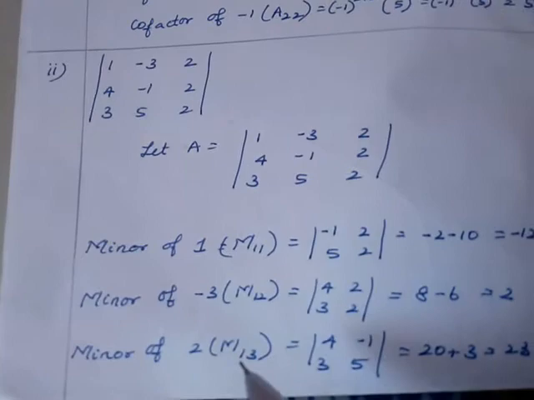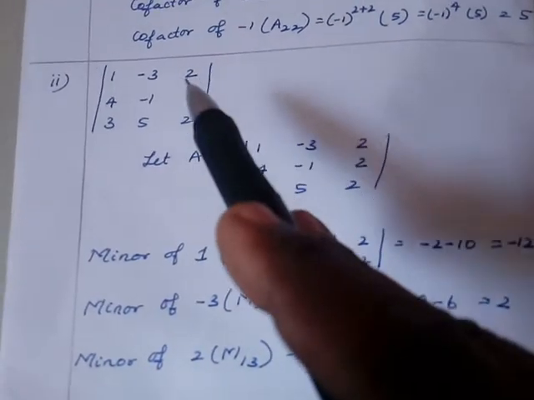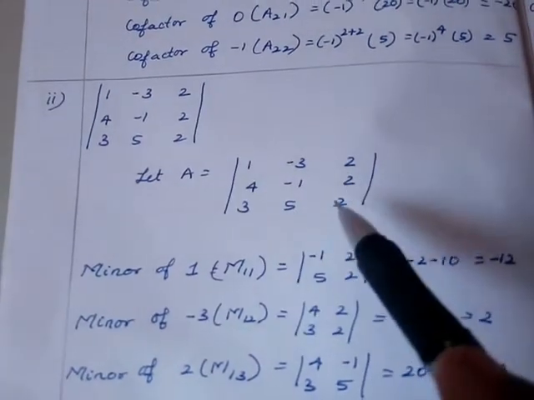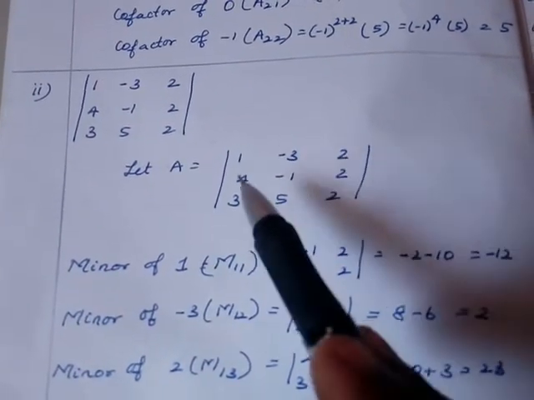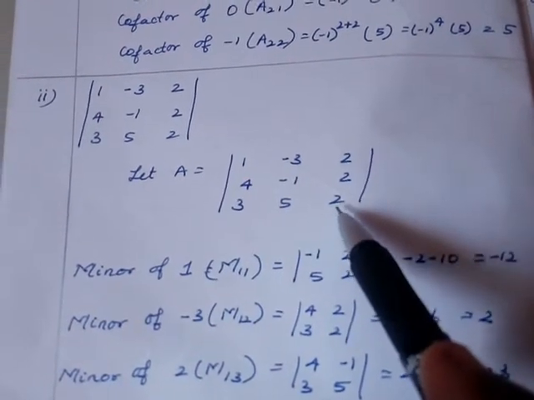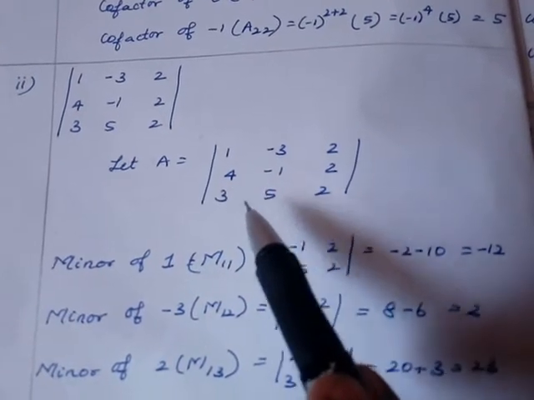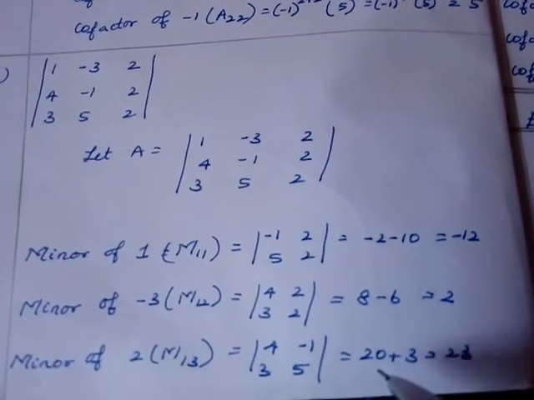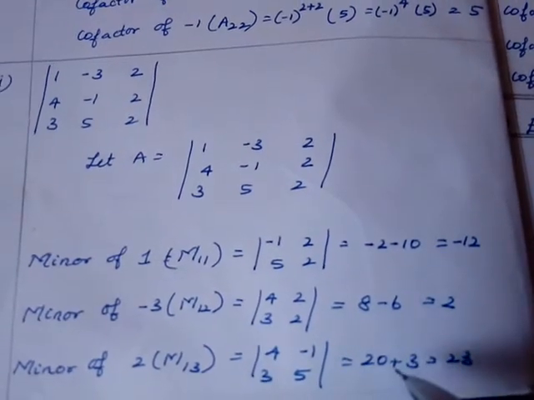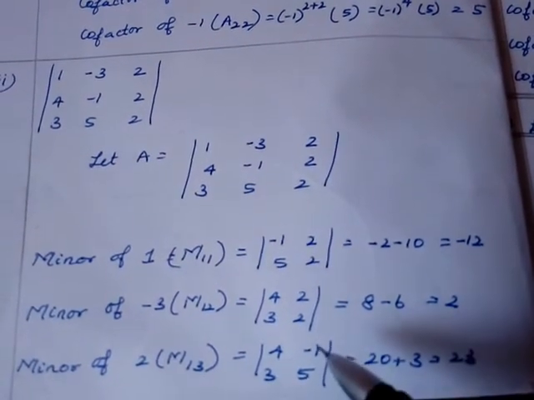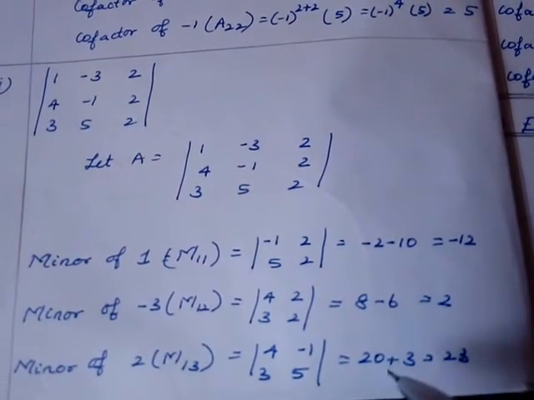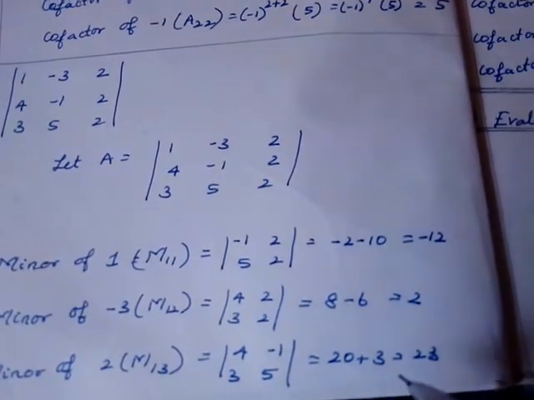2 is here. So M13, it is located in first row third column. Is it or not? So leave off that row and column. What is the remaining? 4 minus 1, 3, 5. This is equal to 4 5s are 20. Put a minus sign. 3 into minus 1 is minus 3. Already one minus is here. Minus into minus will become plus. 3 1 is 3. 20 plus 3, 23.